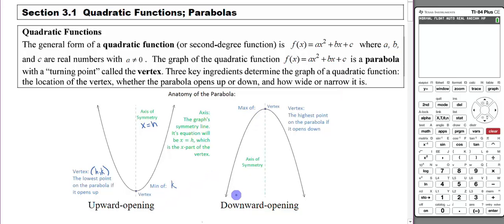If our parabola is downward opening, then the axis of symmetry is here again with equation x equals h, if our vertex was the point (h, k). And the maximum this time, it doesn't have a lowest point because it goes down forever, but it does max out here. It has a maximum value, meaning the y part of k.